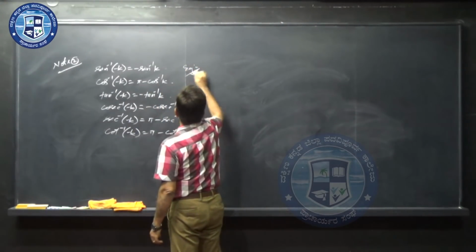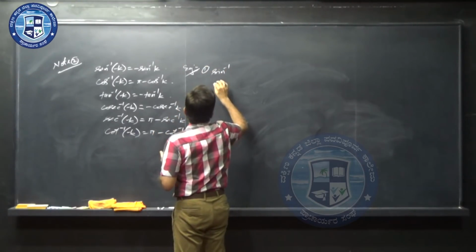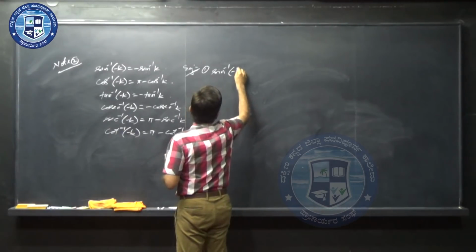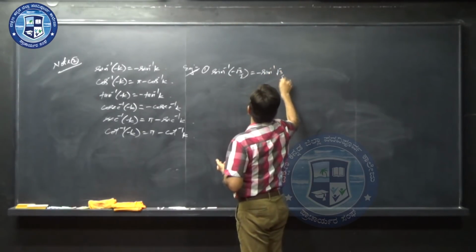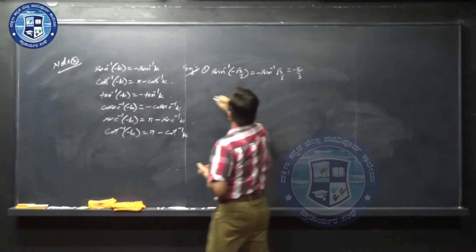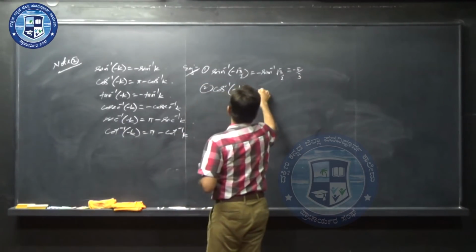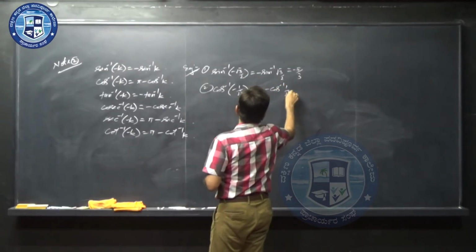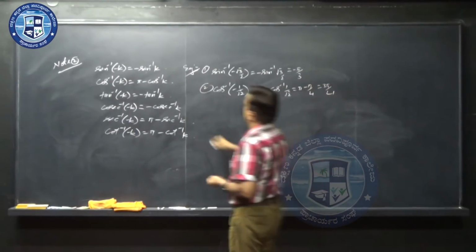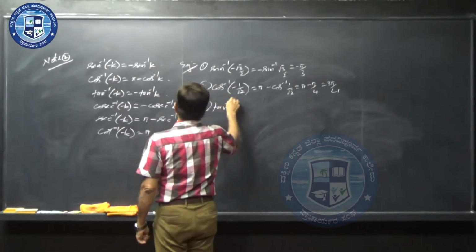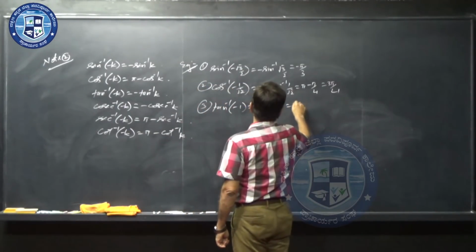Look at this example. First one, sine inverse of minus root 3 by 2 is equal to minus sine inverse of root 3 by 2, that is equal to minus pi by 3. Next, second one, cos inverse of minus 1 by root 2 is equal to pi minus cos inverse of 1 by root 2, that is equal to pi minus pi by 4 equals 3 pi by 4. Next, tan inverse of minus 1 is equal to minus tan inverse of 1, that is equal to minus pi by 4.